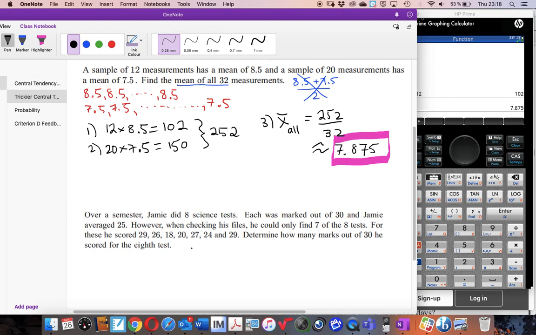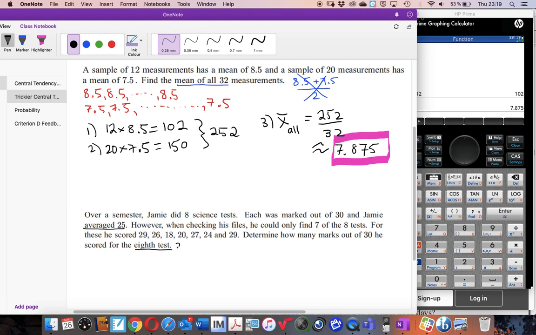Okay, so over the semester, Jamie did 8 science tests. Each was marked out of 30, and Jamie averaged on all 8. He averaged 25. However, when checking his files, he could only find 7 of the 8 tests. Has that ever happened to you? Have you ever lost a test? For these, he scored 29, 26, 18, 20, 27, 24, and 29. So what we need is we need to determine what the mark was for the 8th test.